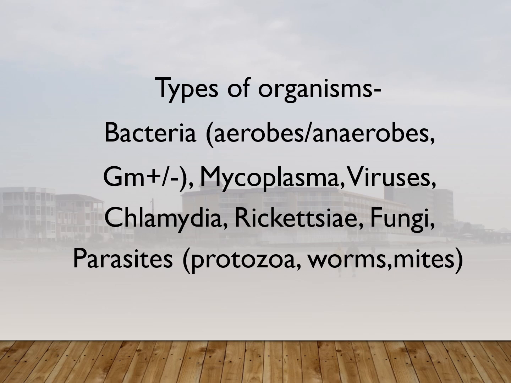So let's do a little bit of a review of microbiology. So there's lots of different types of organisms. Bacteria have a cell wall, not a cell membrane. That means they're in the plant kingdom. They can either be anaerobic or aerobic, whether they breathe oxygen or not. And they can also be gram-positive or gram-negative. So if you have a bacteria, you're going to look at the shape of it, whether it's a rod or a cocci. You're going to look at the gram positivity or negativity.